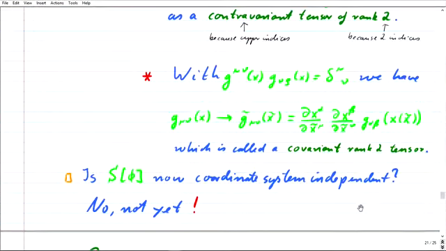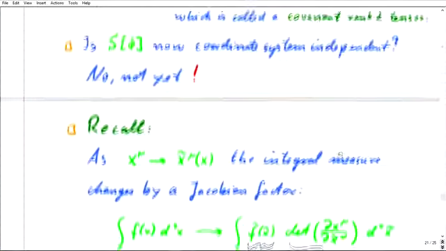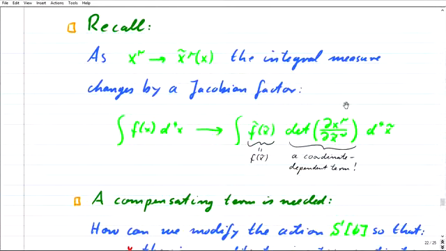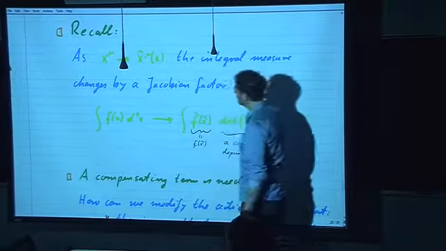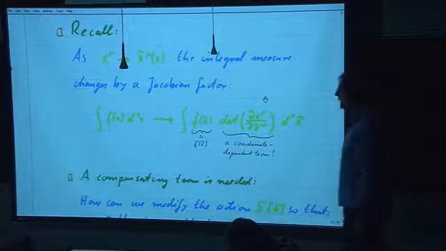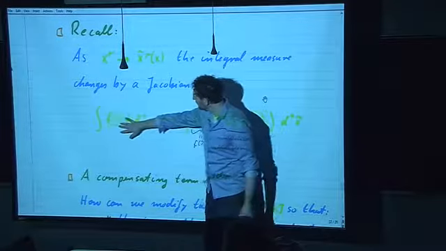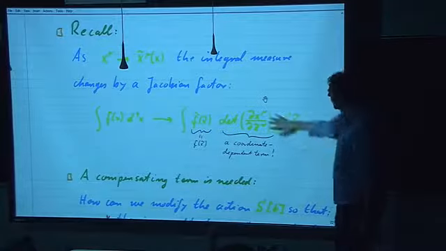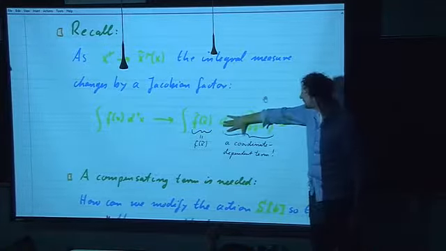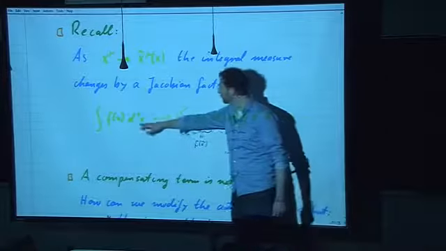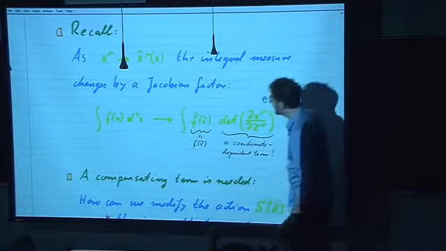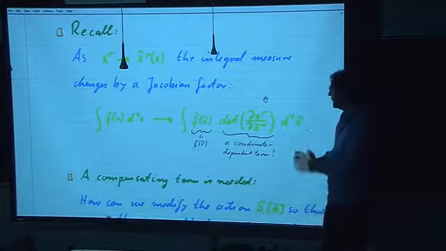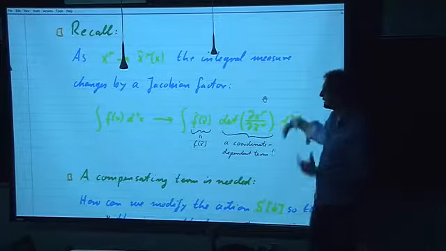Now, is the action coordinate system independent? No, not yet. See, the thing is that when we integrate something, then as we change the integration variable in the four-dimensional integral, we pick up a factor that changes the measure. Basically because as we go from one coordinate system to another, we can easily have that the volume element gets stretched and squeezed. That needs to be picked up by this factor here so that we don't change the value of the integral.